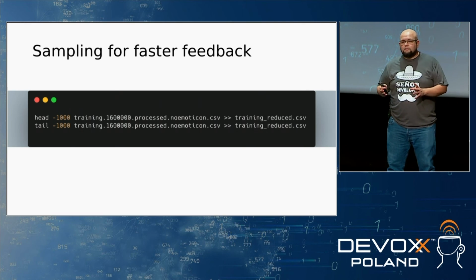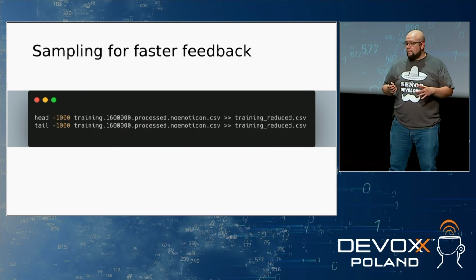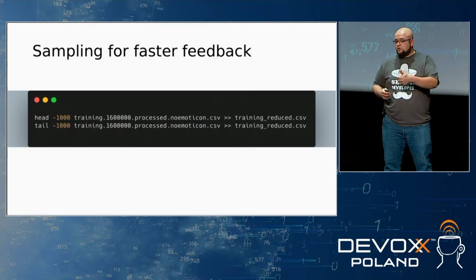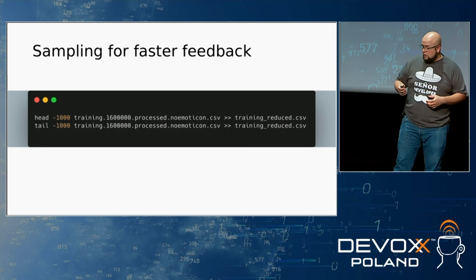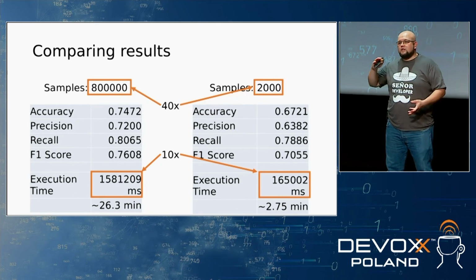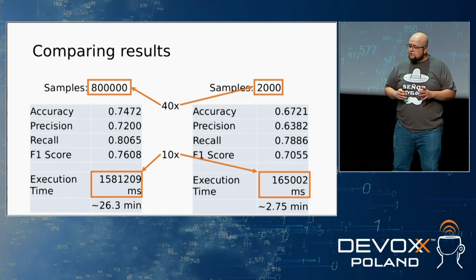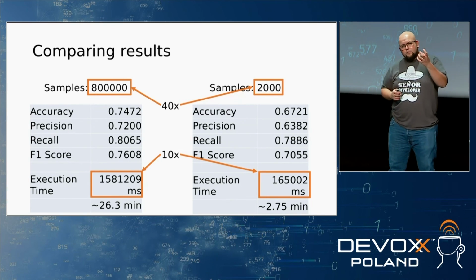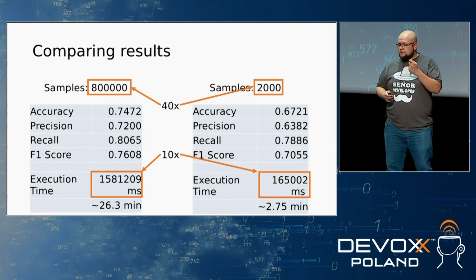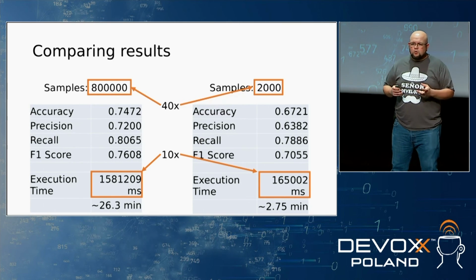So let's have a look at the solutions. In order to get faster feedback at the beginning of the development, I made some sampling. So instead of using these almost 2 million tweets, I got 1,000 examples from the positive and 1,000 examples from the negative. And then I was scaling the size, and I realized that even though in one execution I had 40 times more samples than in another, the execution time was just 10 times slower. So this caught my attention.